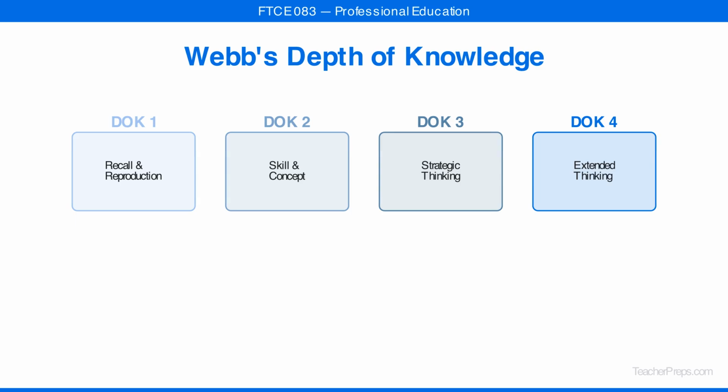DOK 3 is strategic thinking. Students must reason, plan, and use evidence to support conclusions. There are multiple valid approaches, and students must justify their thinking. Example, using data from the experiment, explain why plant A grew faster than plant B and cite specific evidence.